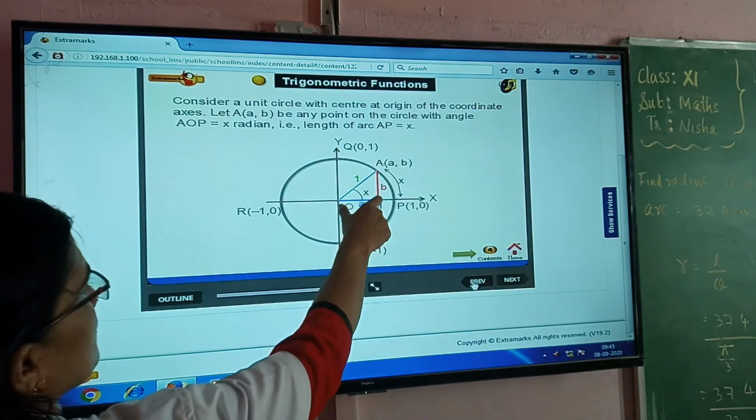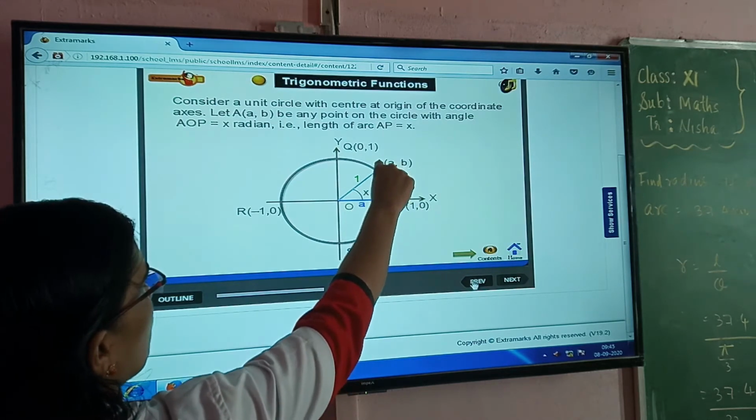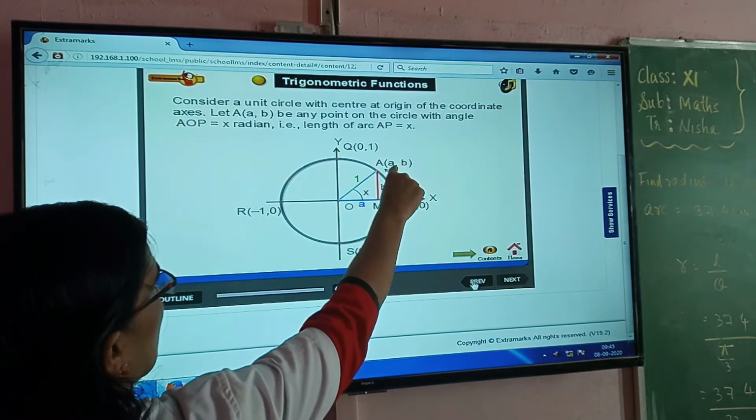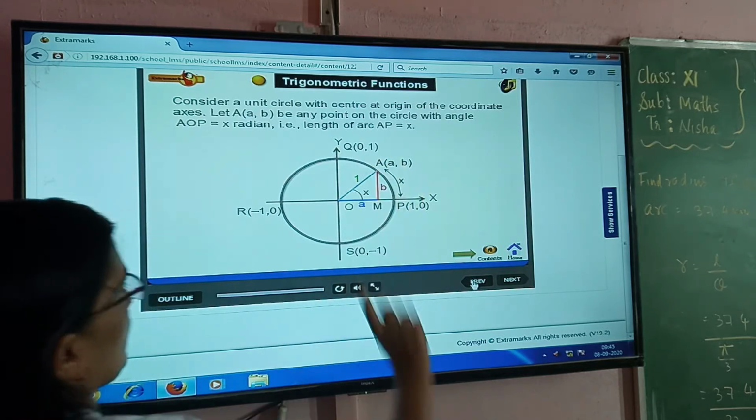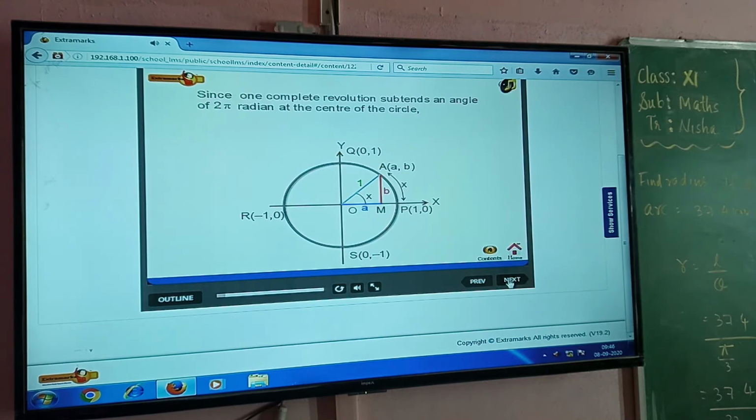And this length OM is taken as a and MA is taken as b. So this point A is equal to (a, b). a is the x coordinate and b is the y coordinate. The figure is clear, children? Since one complete revolution subtends an angle of 2 pi radian at the center of the circle, angle POQ is equal to pi upon 2, angle POR is equal to pi and reflex angle POS is equal to 3 pi upon 2.